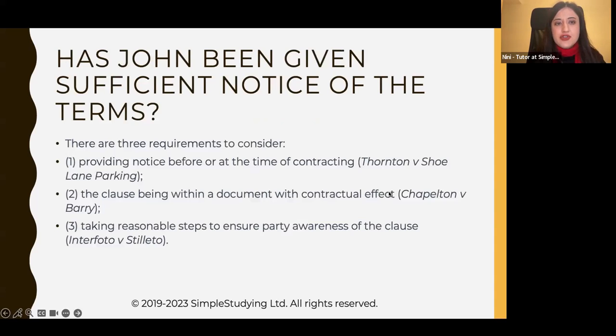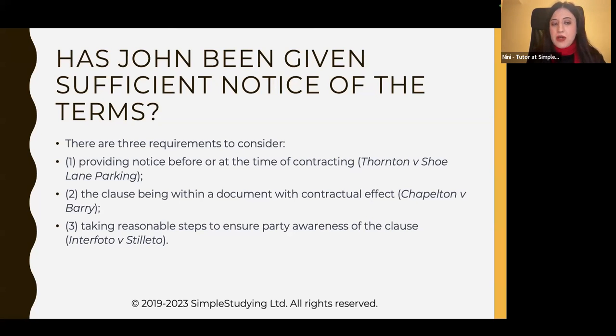Second legal issue: has John been given sufficient notice of the terms? There are 3 requirements to consider for the exclusion clause to be incorporated in the contract. This is the second issue. Providing notice before or at the time of contracting, again citing the relevant case, Thornton versus Shoe Lane Parking.